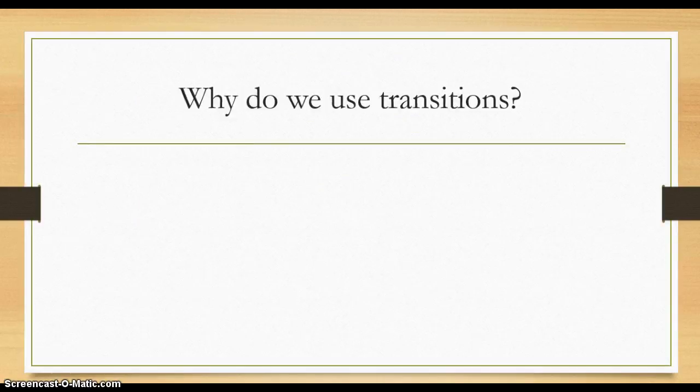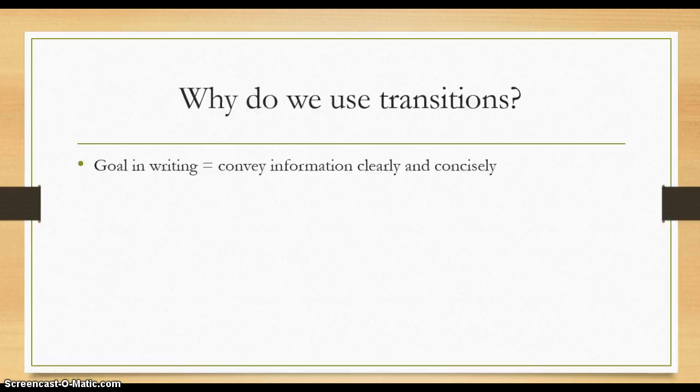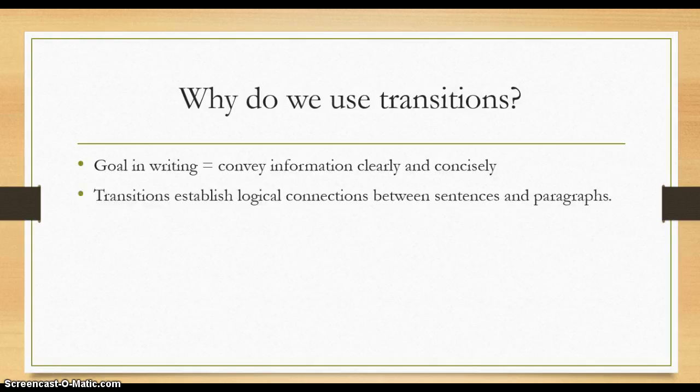We're going to start first by talking about why we use transitions in writing. So, in both academic writing and professional writing, your goal is to convey information clearly and concisely, if not to convert the reader to your way of thinking. Transitions help you to achieve these goals by establishing logical connections between sentences, paragraphs, and sections of your paper.